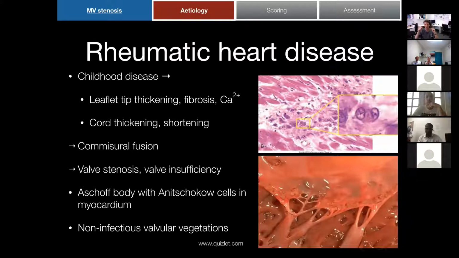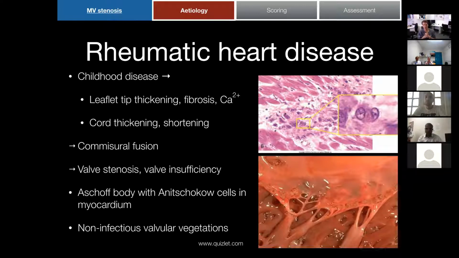But a lot of these ones also get valvular insufficiency with that. So you can get pretty bad regurgitation going along with this. So if you are seeing mitral valve stenosis, you've got to go checking for the mitral valve regurg. And that, of course, is going to be relevant when we start talking about how to quantify this.